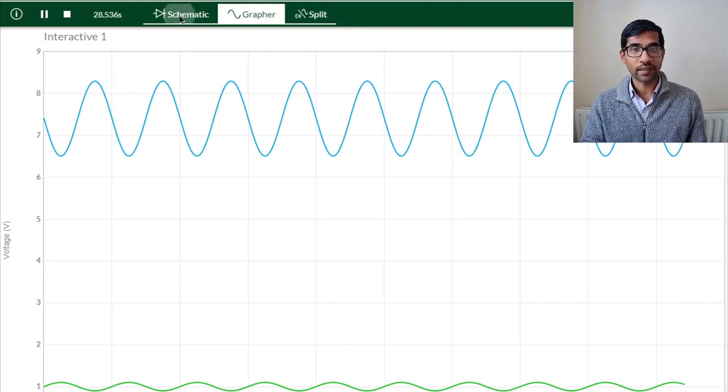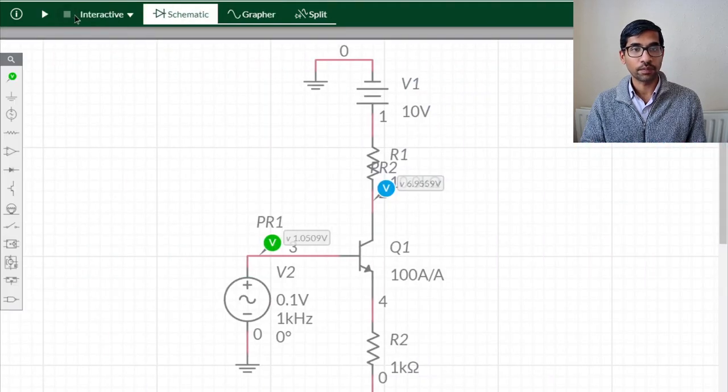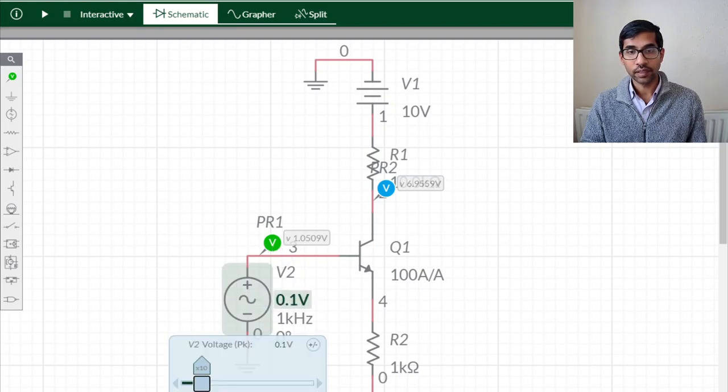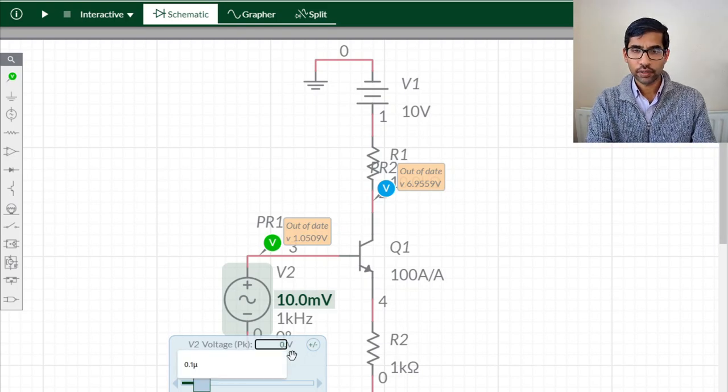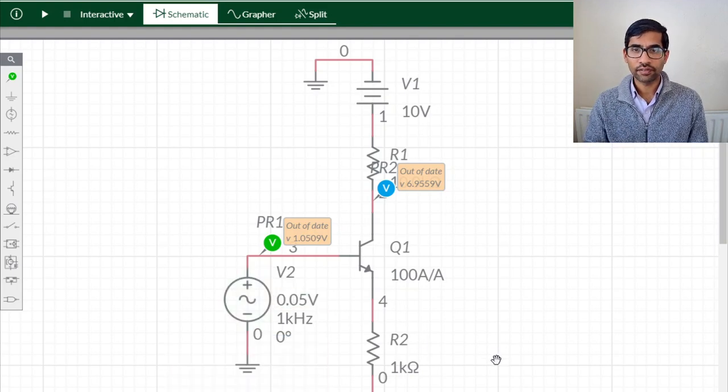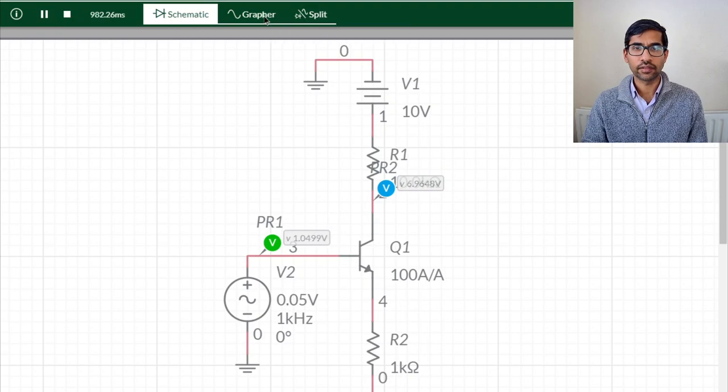If I go back now in my circuit, I'll just stop this. And what I'll do is, if I decrease the amplitude here, let's say I make it, well, 10 millivolts seems to be very small. So let's make it something like 0.05. Okay, so 50 millivolts. So I've halved it. So let's run this circuit again and see how this functions.